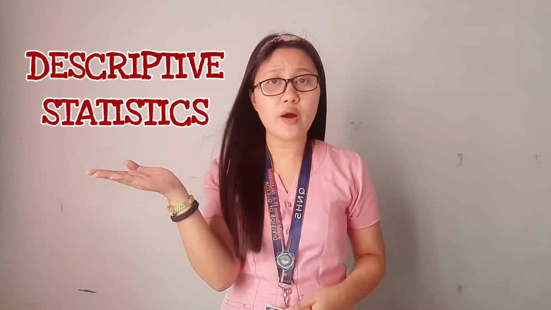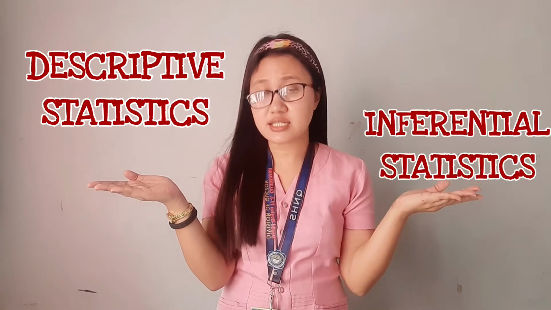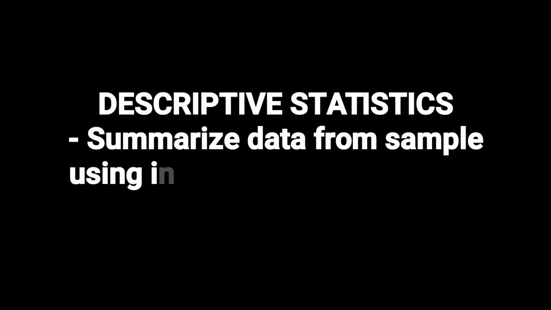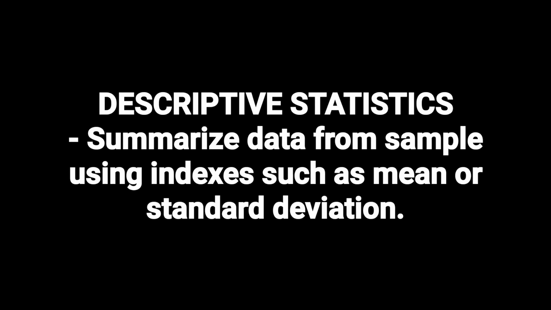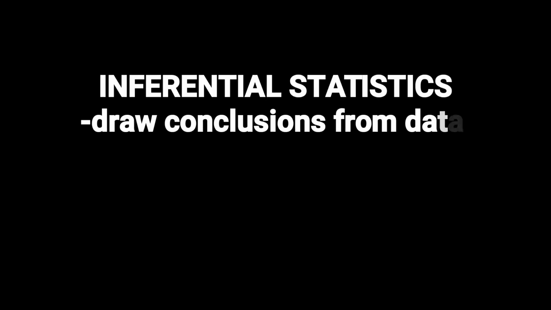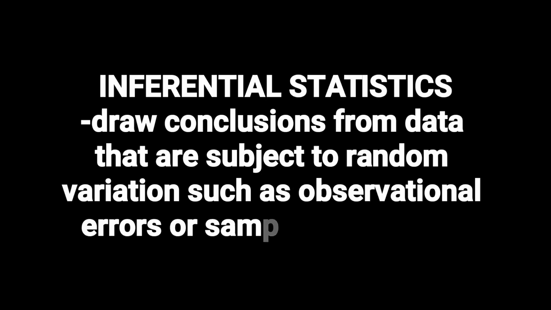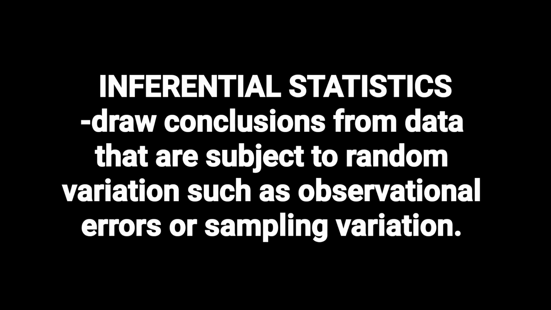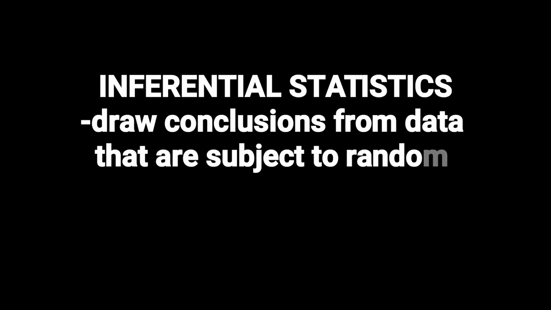Take note that there are two main types of statistics. The first one is descriptive statistics, and the second one is inferential statistics. Descriptive statistics summarize data from a sample using indexes such as the mean or standard deviation, while inferential statistics draws conclusions from data that are subject to random variation, such as observational errors or sampling variation.